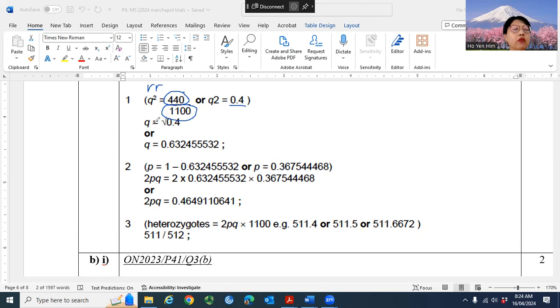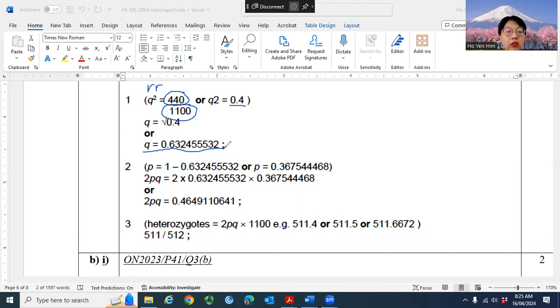The mark is given if you convert q square to q. That means you must square root 0.4. So your q answer is this one. No need to round up. You don't need to round up because you still need to calculate until the last answer. So while you do the working, don't round up until the end. Okay? So after that, you want to find out what?